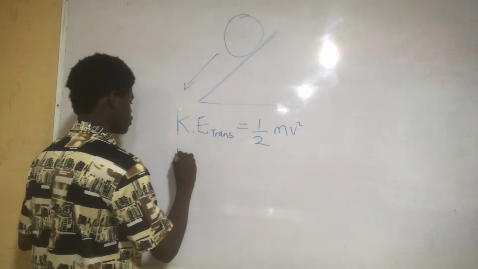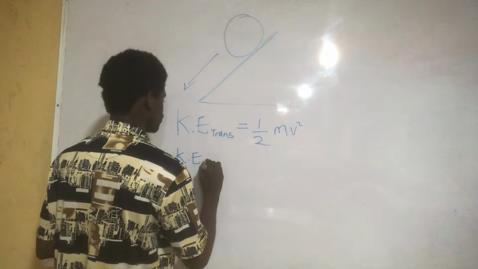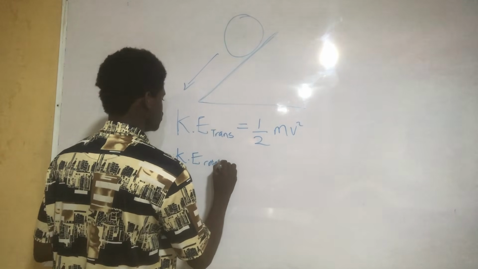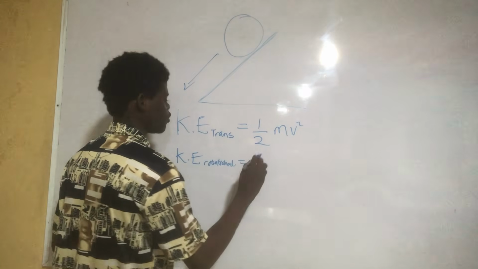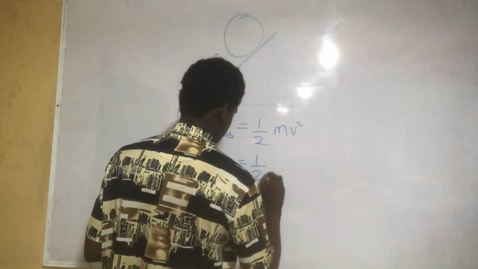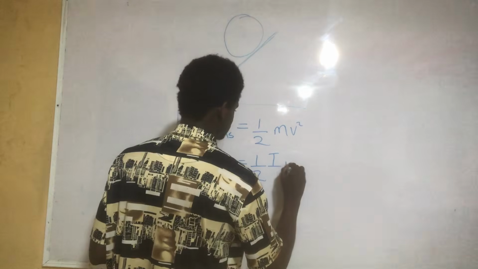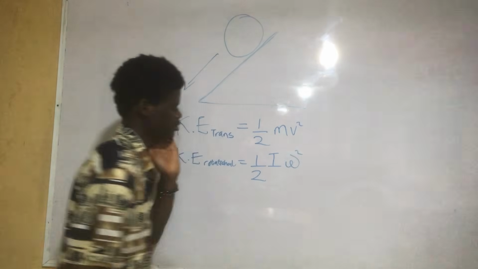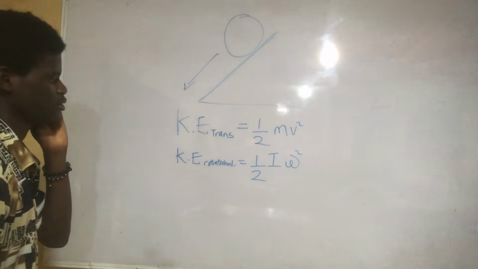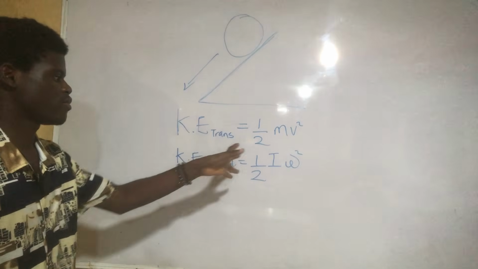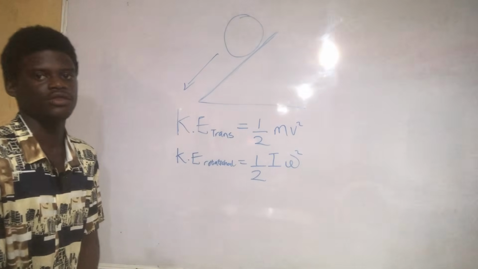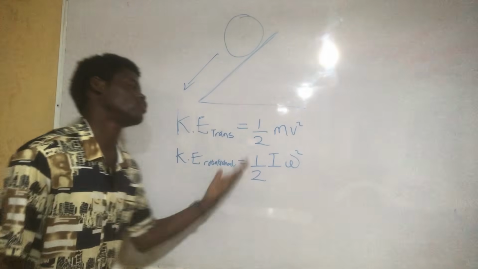While for rotational, we are going to consider the moment of inertia, and that will be half I w squared. So this is the formula for the rotational kinetic energy, half I w squared.